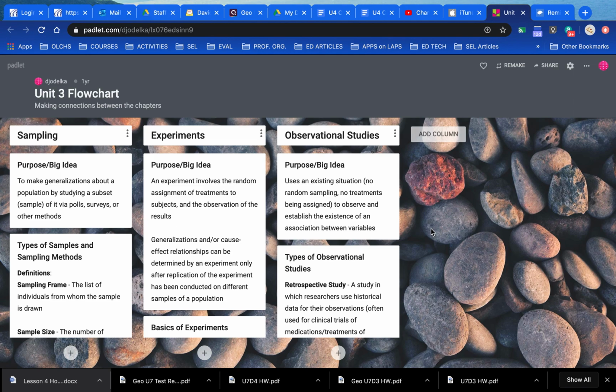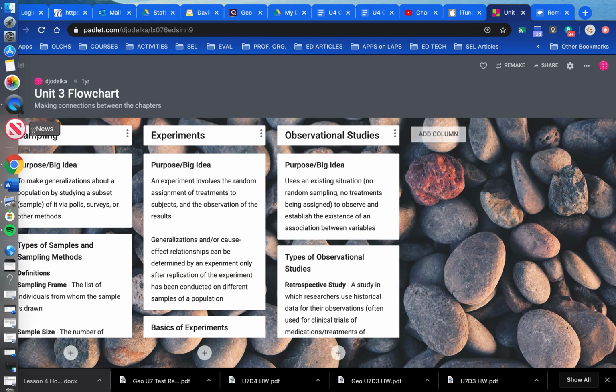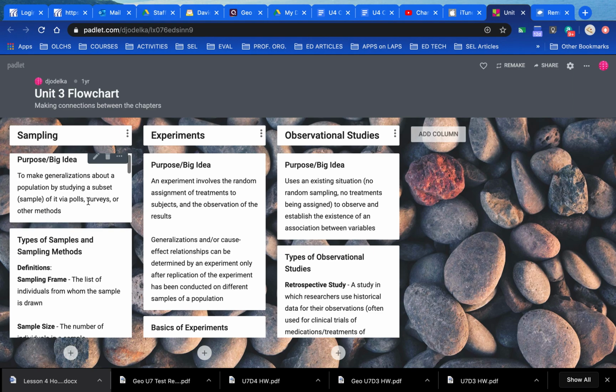So, again, the whole point of this unit was it's impossible to survey everyone. What's a sound way of gathering information that would make it a little bit more manageable, that would be representative of a larger population? And that's what sampling is all about. So, again, the big idea is to make generalizations about a population by studying a subset or sample of it via polls, surveys, or other methods.